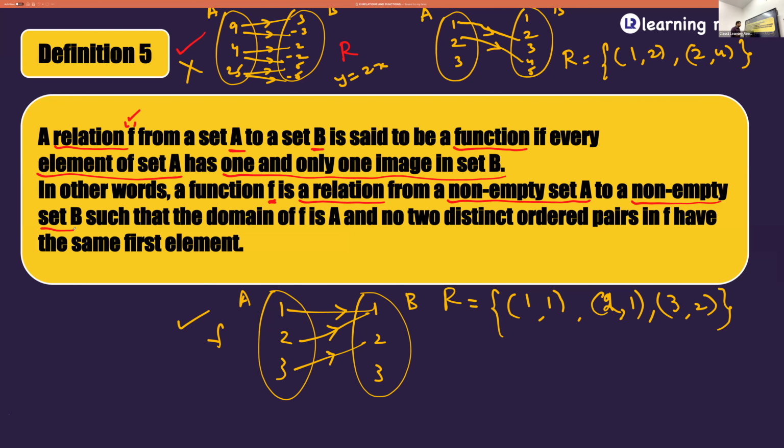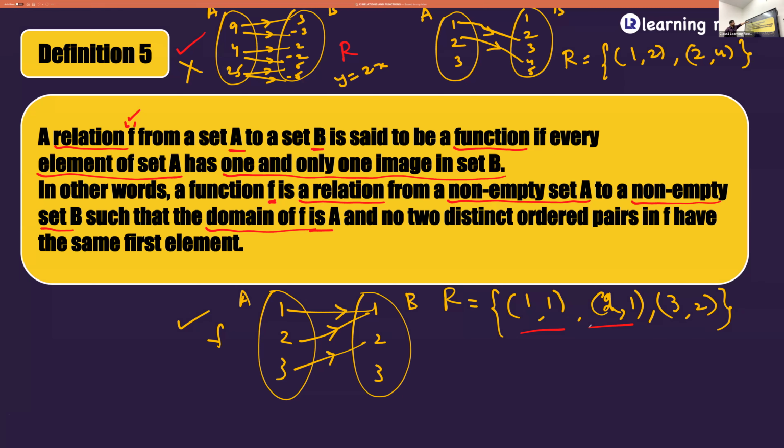So the domain of f should be set A and no two distinct ordered pairs. If I look at these two, these are two distinct ordered pairs. No two distinct ordered pairs should have the first element to be the same. The first element should not be the same.